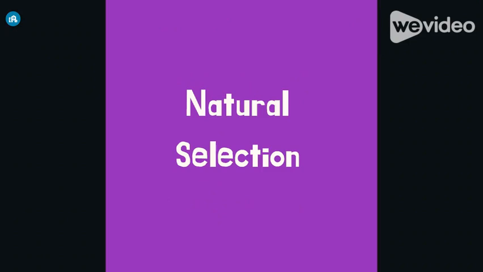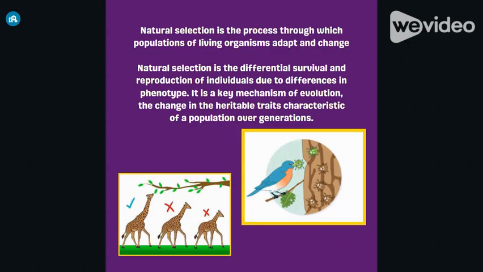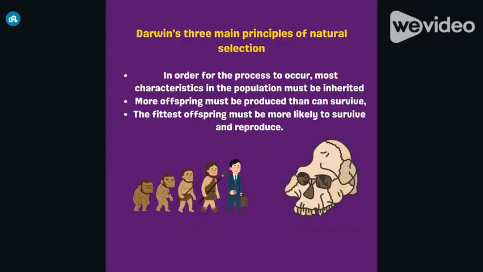Now let's talk about natural selection. Natural selection is the process through which populations of living organisms adapt and change. Natural selection is the differential survival and reproduction of individuals due to differences in phenotype. So an example would be like the giraffe's neck growing in order for them to reach food from higher trees in comparison to other animals in their ecosystem.